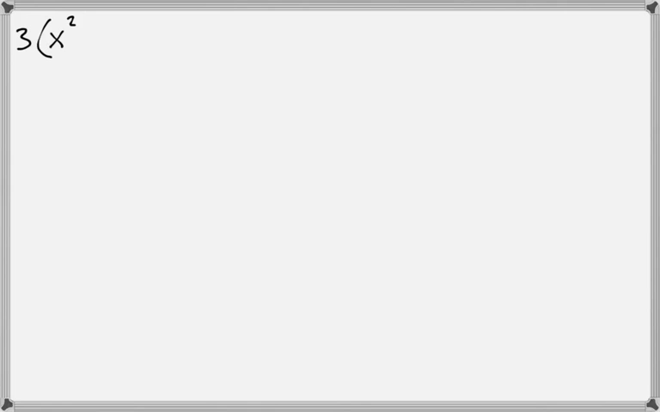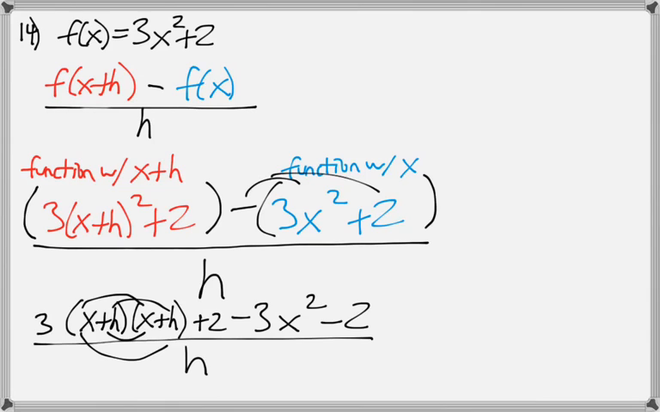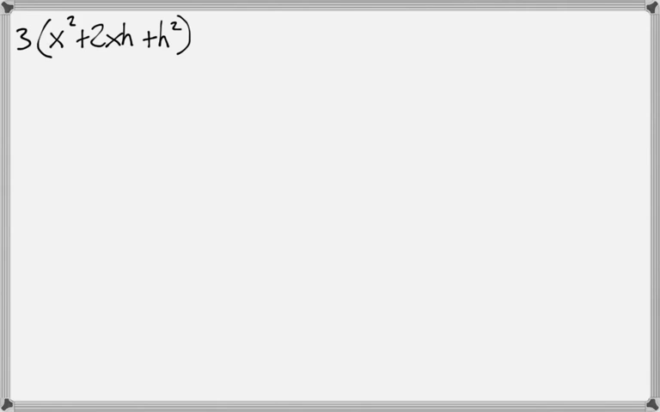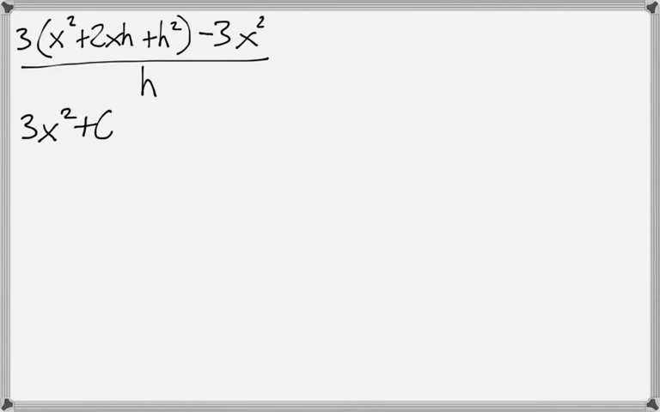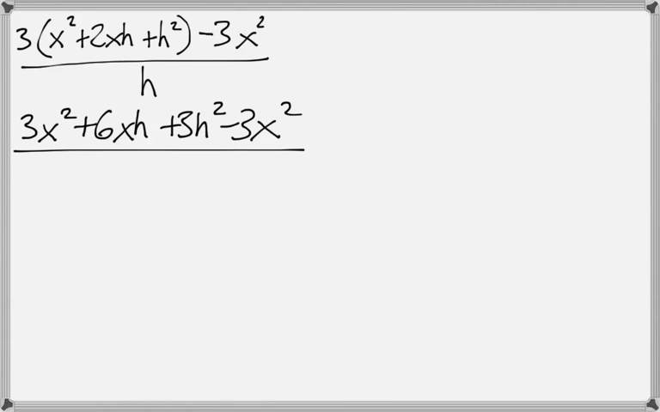That should get you x squared plus 2xh plus h squared, and then you'll notice that the 2 and the minus 2 are going to cancel out, leaving you with minus 3x squared all over h. Next, I want to distribute that 3, so it's going to be 3x squared plus 6xh plus 3h squared minus 3x squared all over h.